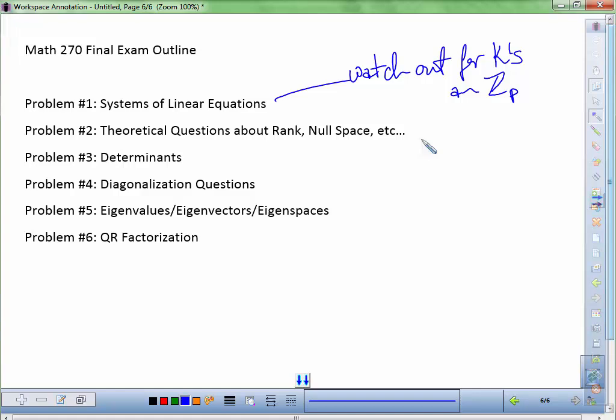So etc. would include inverses of matrices and the fundamental theorem of invertible matrices. Will this be like what we did on the last test? It probably will be a little bit different from the last test, because the last test was more finding things. Here, there's a little bit of that, but it's a little bit more theoretical.